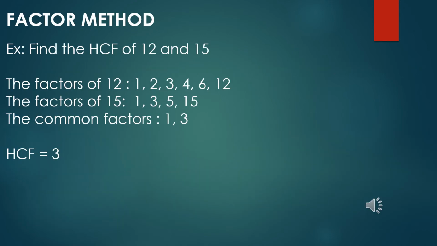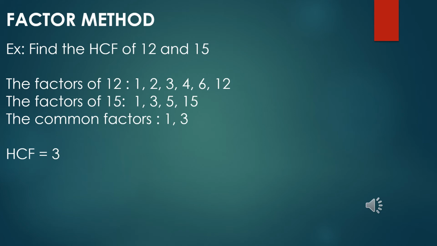To find out the HCF of two or more numbers, there are different methods. First, we can consider the factor method. One example is given here. Find the HCF of 12 and 15. First, we have to list down all the factors of 12 and 15. Then, find out the common factors. And the highest common factor is the HCF.